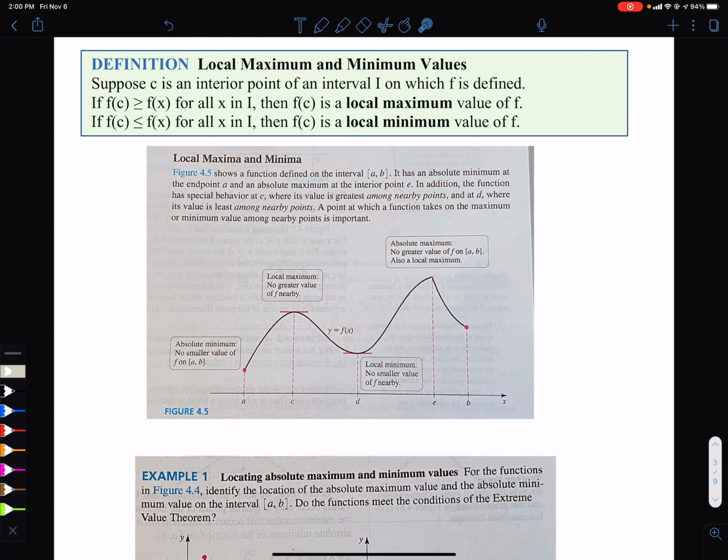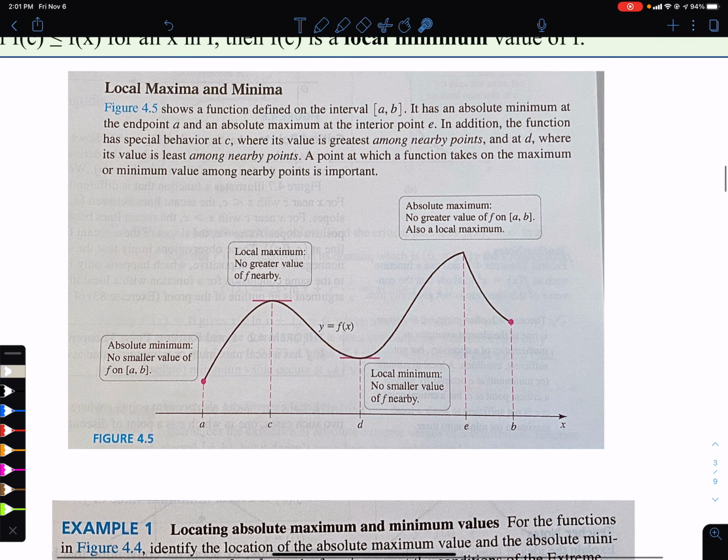So the only difference between local and absolute, you're going to have a point C, but it's going to be on an interval I, not on the whole domain, just in an area, a part of the domain. And we're going to have the same definition. If the y value at C is bigger than all the y values on the interval around that point, then it's the local maximum, and similarly the local minimum. I will show you examples from 4.5.